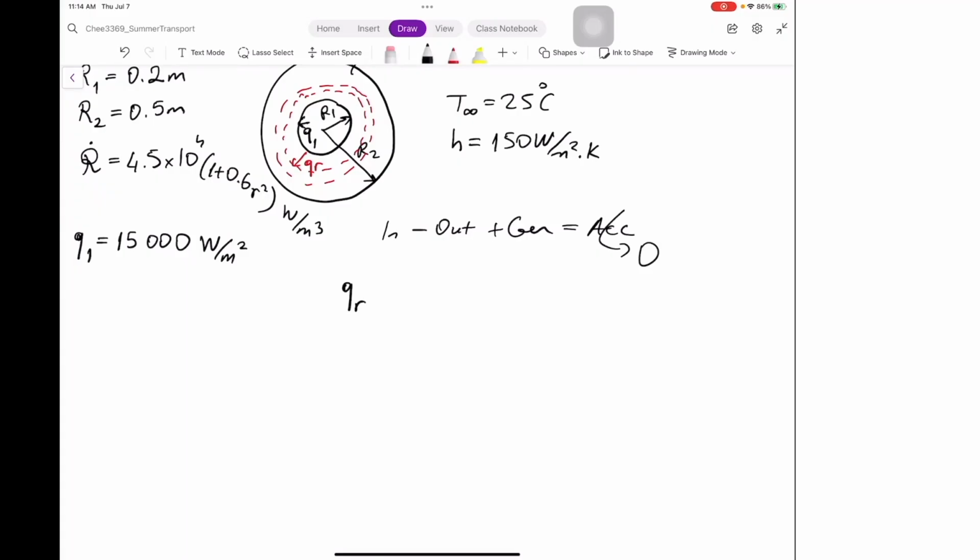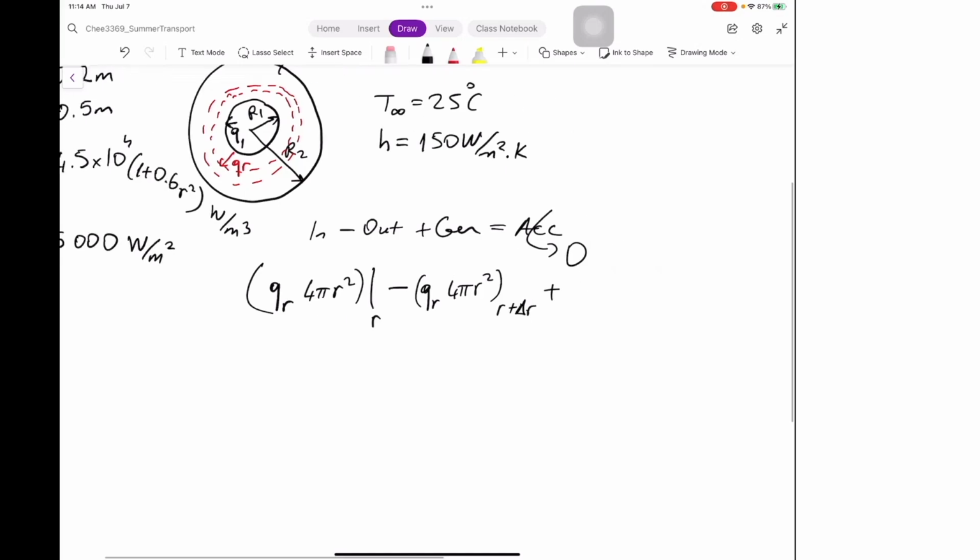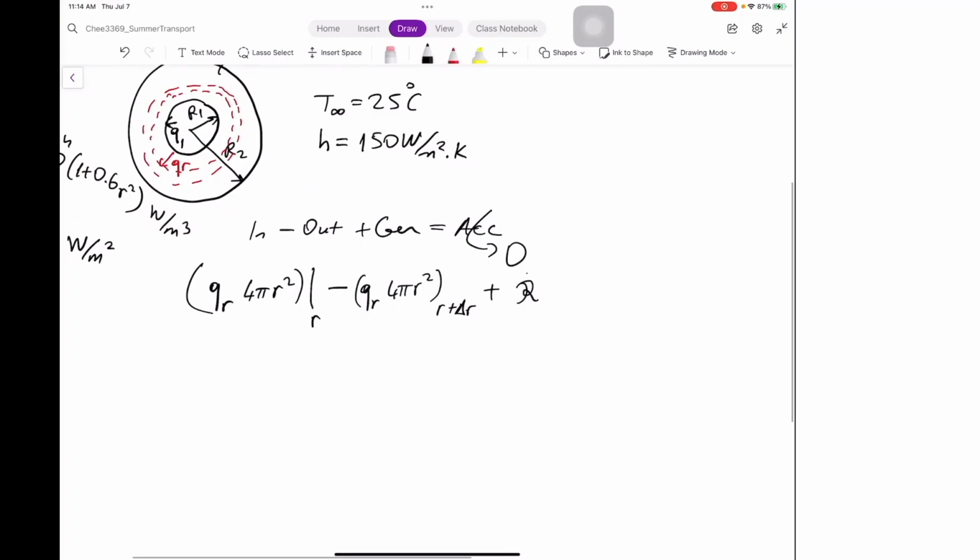So Q_R times the area, unlike the cylindrical geometry, we have 4 pi R squared as the surface area of the shell, calculated at R, minus the out, Q_R 4 pi R squared at R plus delta R, plus the generation, which is volumetric, φ dot times the volume of the shell. The volume is the thickness of the shell, delta R, times the surface area of the shell, 4 pi R squared.